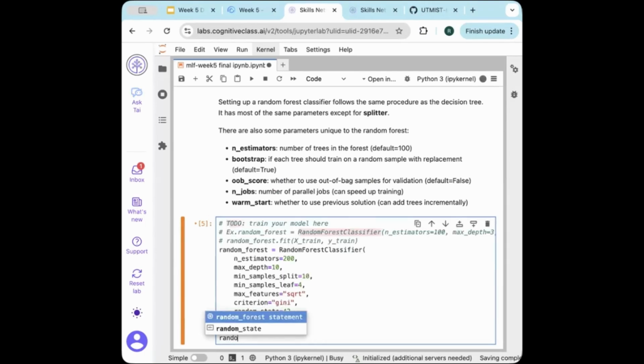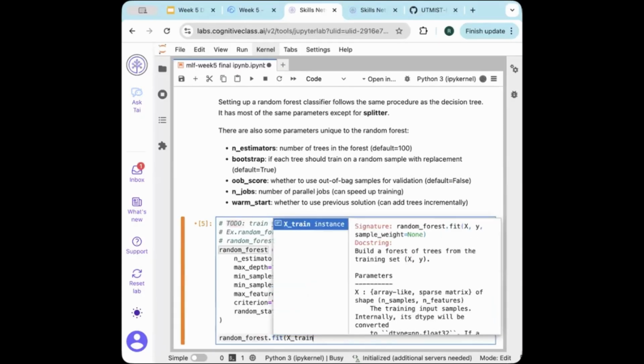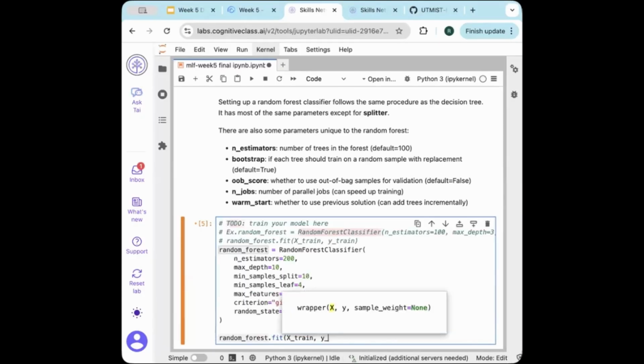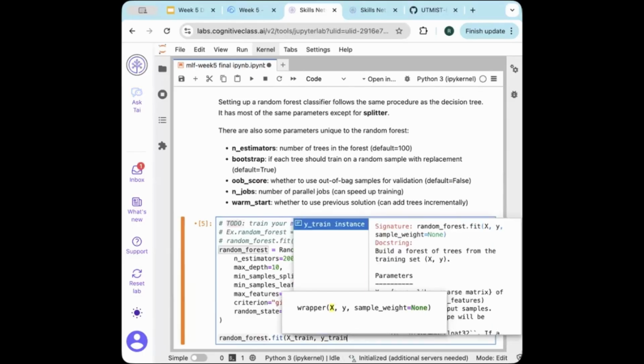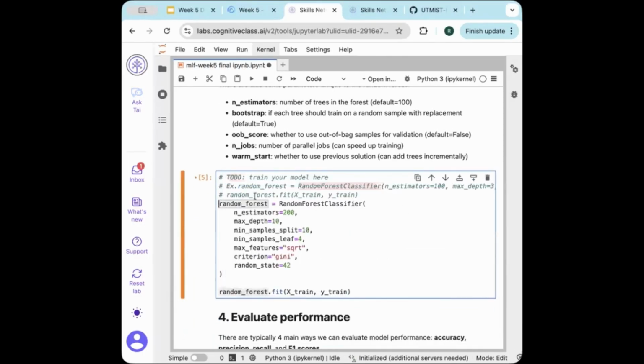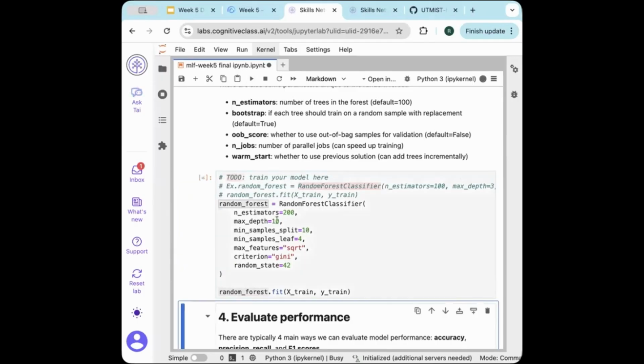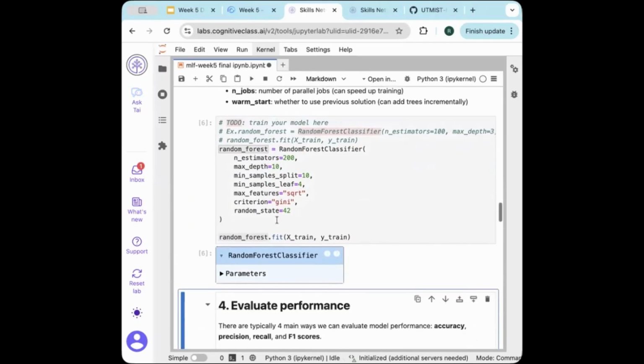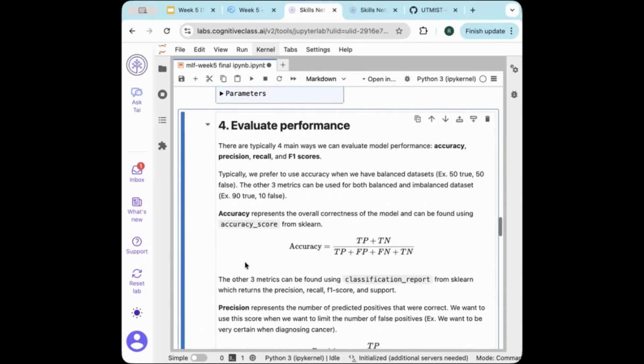Now random forest fit, just like I did above. I'm going to use the same train data set and the same targets that I prepared for the training data set. I'm going to run this. Okay, good. This has been run. And let's evaluate the performance.